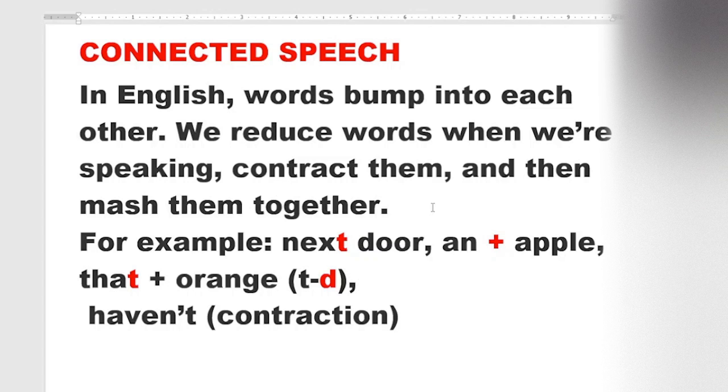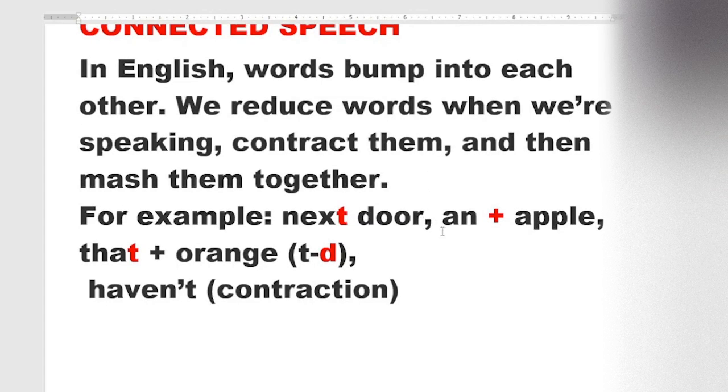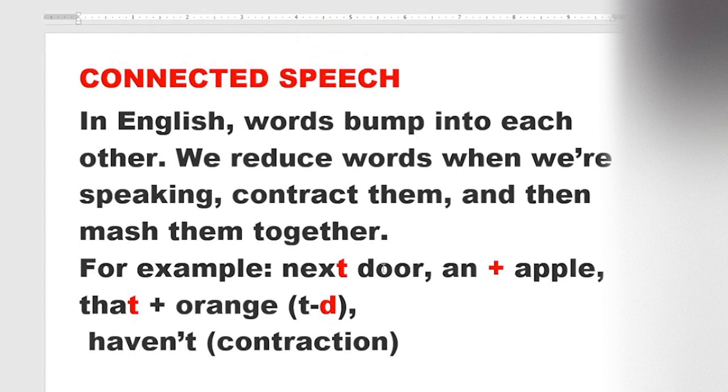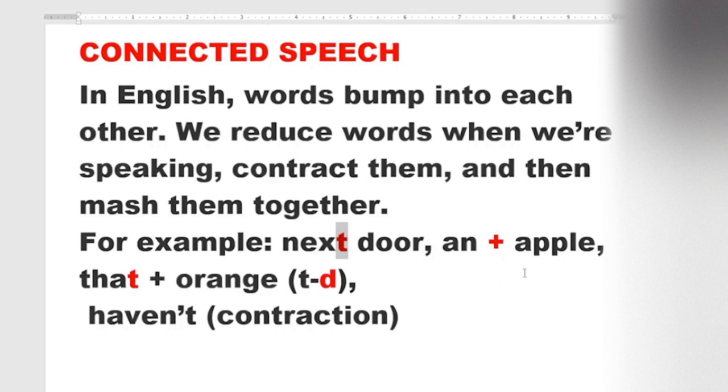For example, I'm not a native speaker, of course, but I try to say these words as a native speaker. For example, next door. The T is not pronounced here. Next door. We are skipping the phoneme T before the next word, and we are joining phonemes. An apple, an apple. Or we are joining two words and changing to the sound D. Z orange, Z orange.